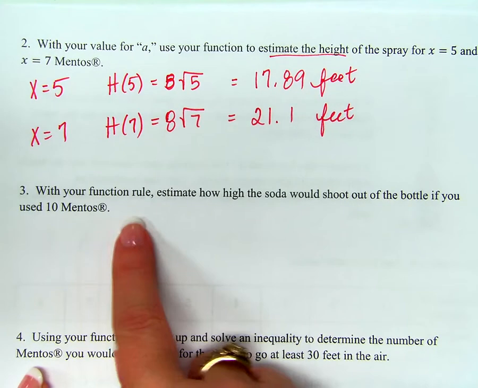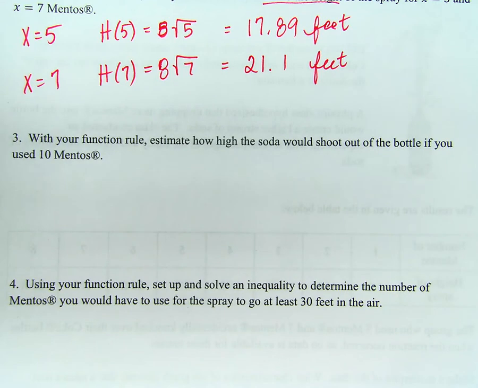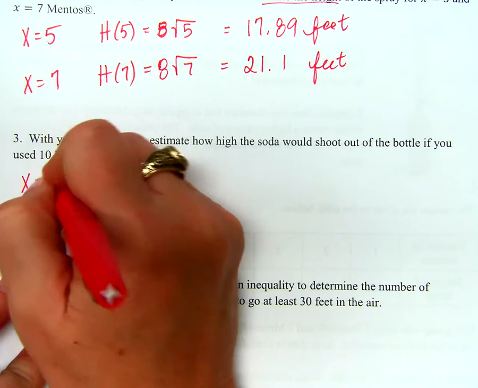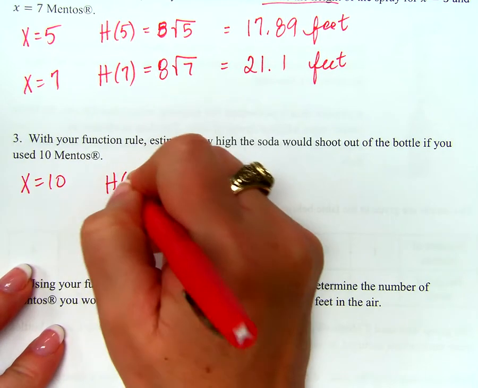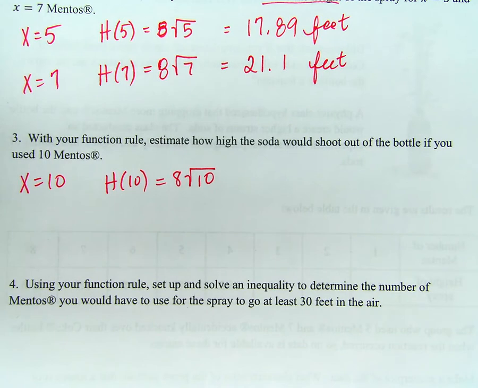All right, with your function rule, estimate how high the soda would shoot out of the bottle if you used 10 Mentos. What am I doing different than I did on number 2? No, I'm just using x equals 10, right? So I'm finding h of 10 equals 8 times the square root of 10.